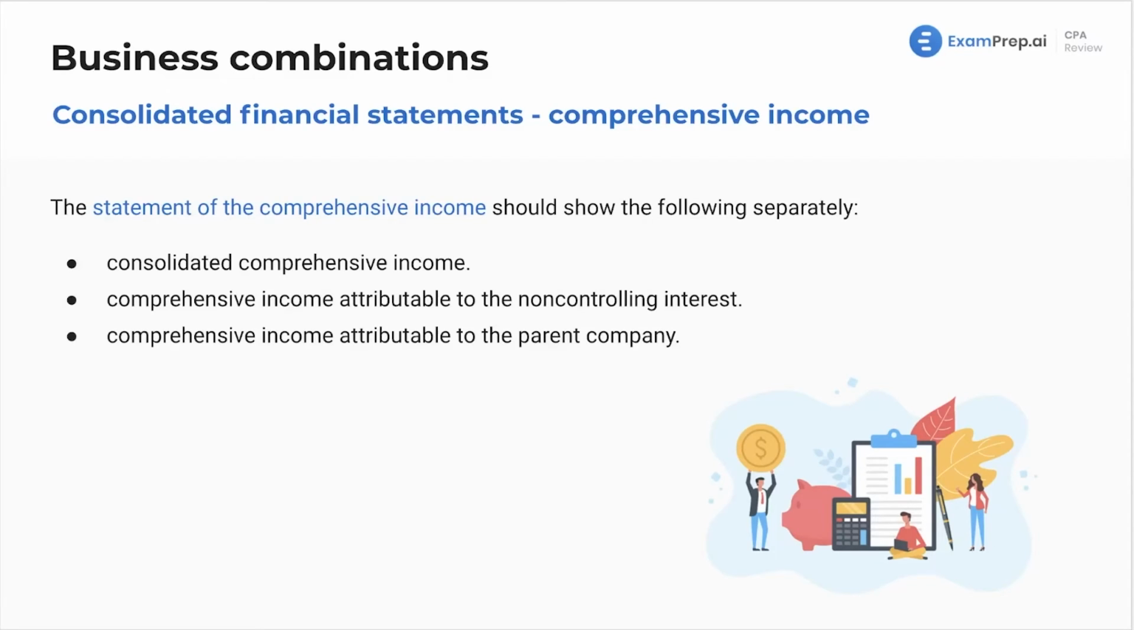Consolidated financial statements. What about the statement of comprehensive income? We can't forget about that good old one. The statement of comprehensive income should show the following separately: consolidated comprehensive income attributable to both the NCI and the parent. Don't worry about this one as much. Focus on the balance sheet and income statement. But what this one is basically saying is you just display it separately, like the others. Display the parent's information and the NCI's information separately. But you consolidate between the parent and subsidiary. The NCI is over here. Parent and subsidiary are consolidated over here.